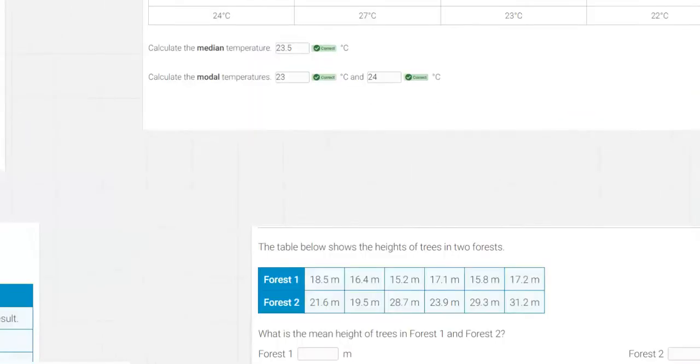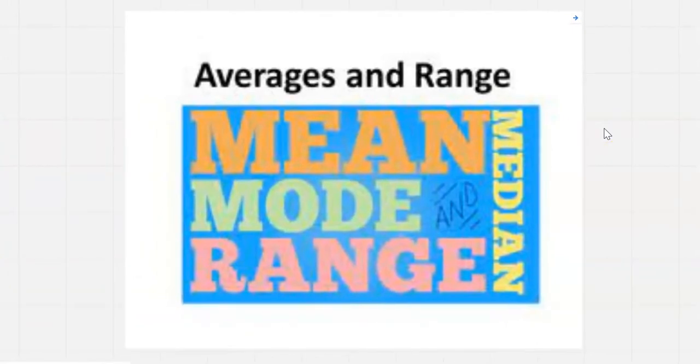Okay, so it will just flash back to a definition of the terms. So we looked in particular at mode and median.